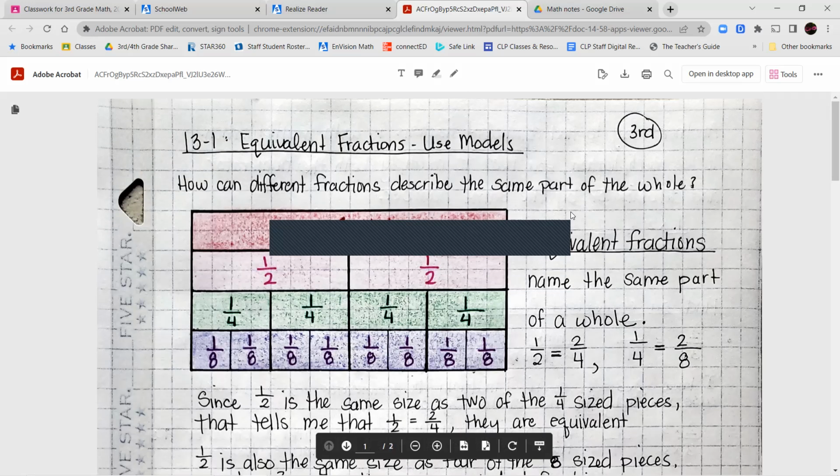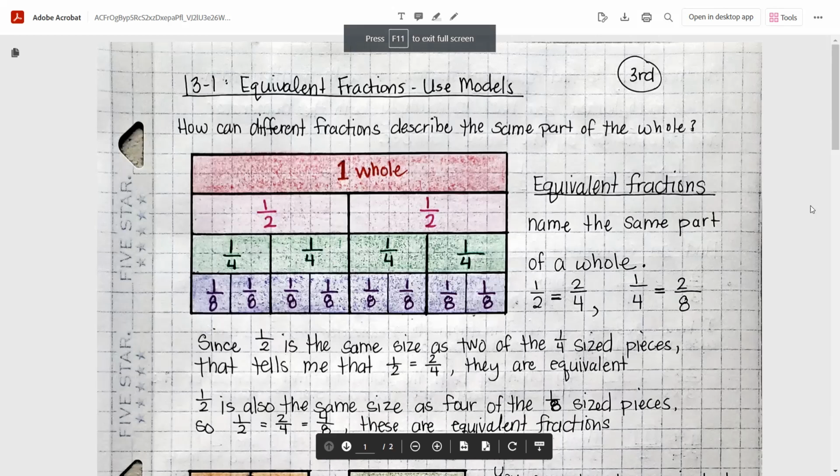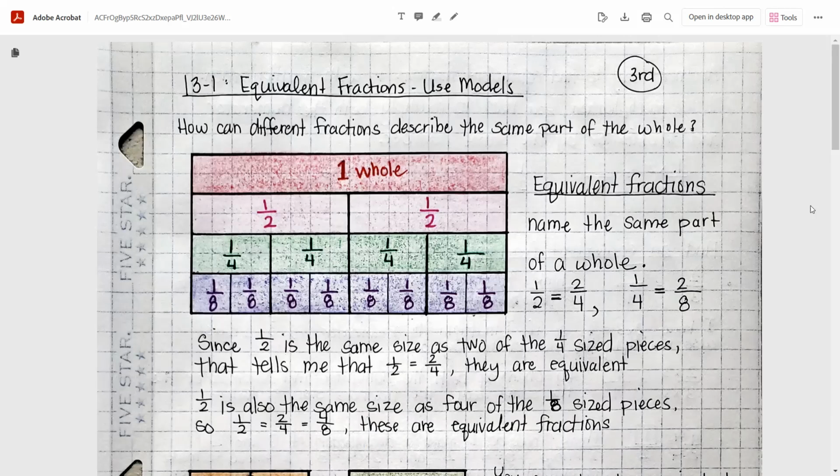Now for our math notes, we're talking about equivalent fractions. So we're using models here. When we're using models, it basically means we're drawing it out so that we can see it. Our question that we're going to focus on for this lesson is, how can different fractions describe the same part of a whole? So if this is my one whole over here, these are my half size pieces.